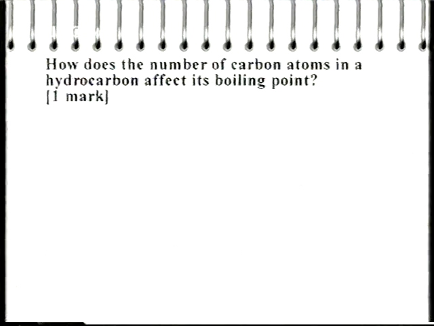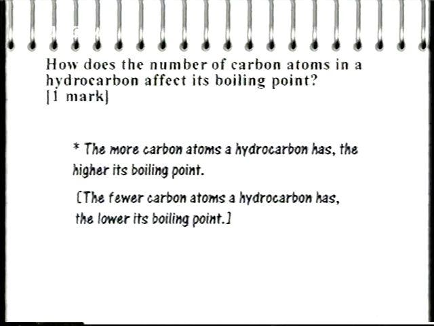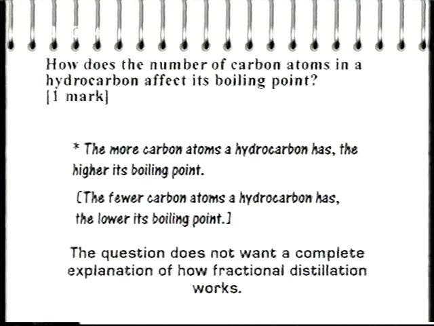Here's a variation. How does the number of carbon atoms in a hydrocarbon affect its boiling point? The more carbon atoms a hydrocarbon has, the higher its boiling point. It would also be correct to say that the fewer carbon atoms it has, the lower its boiling point. And again, for 1 mark, the question does not want a big explanation of how fractional distillation works.